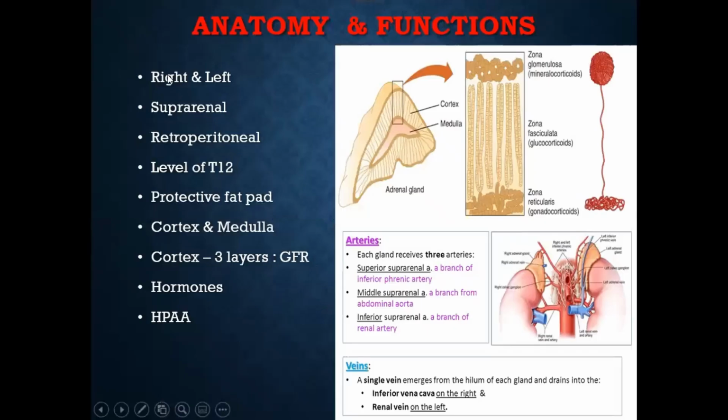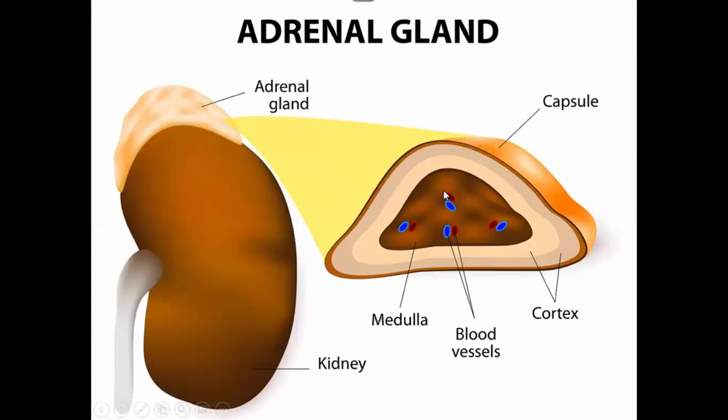So where is it? Right and left, suprarenal, above the upper pole of your kidney, present on both sides. It's a retroperitoneal organ at the level of T12 vertebra, thoracic 12 vertebra. It has a protective fat pad. It is divided into cortex and medulla. As I mentioned, this part is cortex. All these are cortex, and then medulla.